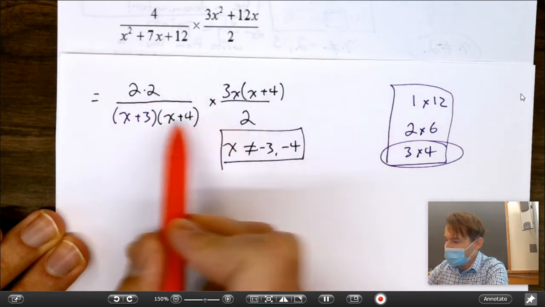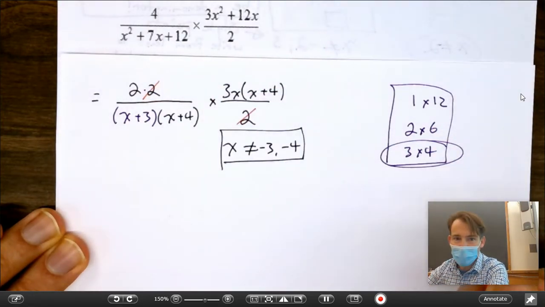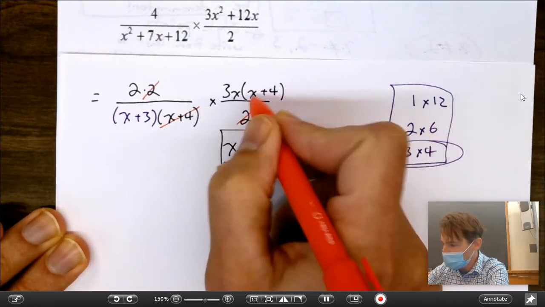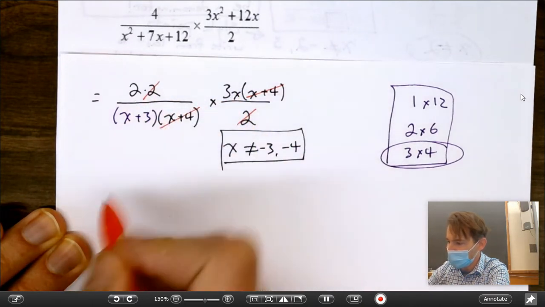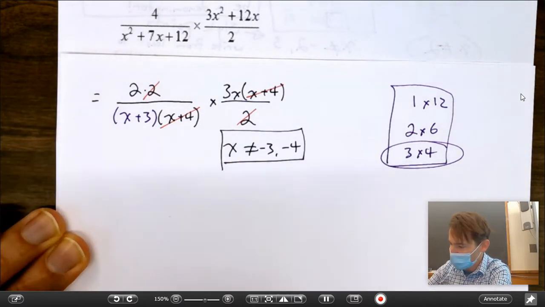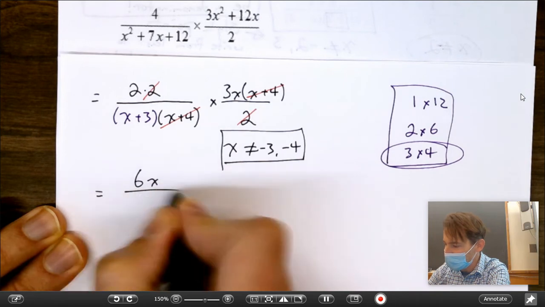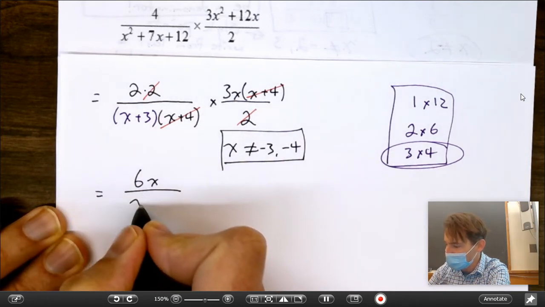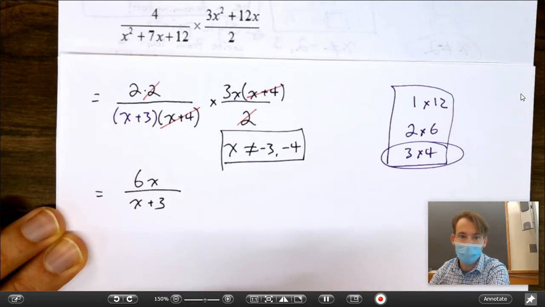Multiplying means multiply top times top over bottom times bottom. Now, this 2 cancels one of those 2's. This x plus 4 cancels that x plus 4. There's nothing for this 3x to cancel, but it does multiply that 2. And then this x plus 3 is all alone on the bottom. So this is equal to 6x over x plus 3. Success! And that's done. Final answer.